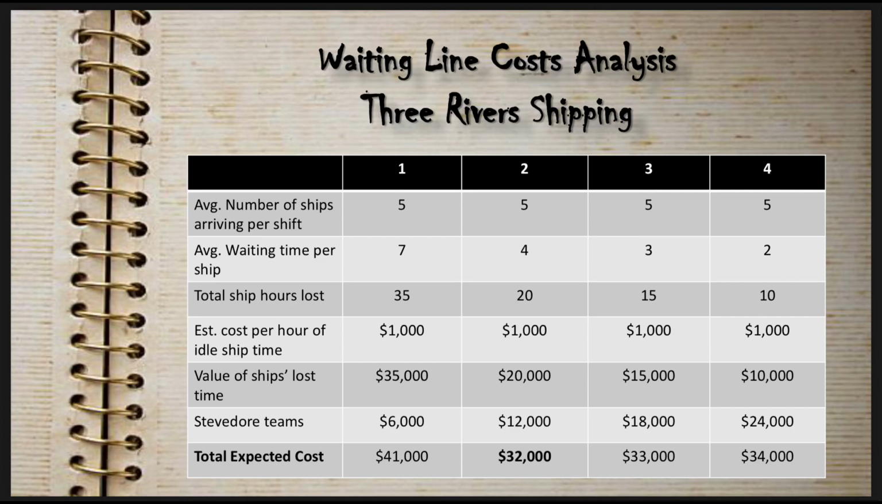And that applies to the rest of the columns here. Dyan sa number 2, 5 times 4 is equals to 20. Third column, 5 times 3 is equals to 15. And fourth column, yung 5 times 2 is equals to 10. Next is yung estimated cost per hour of idle ship time. Bakit 1,000 dyan yung amount? Bakit $1,000? And it was just all constant there.